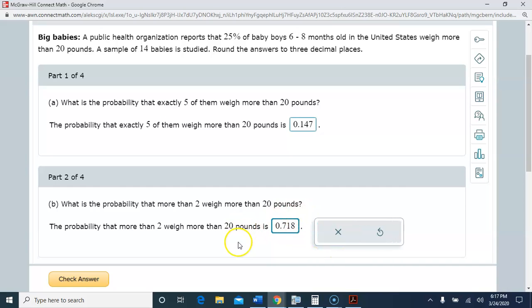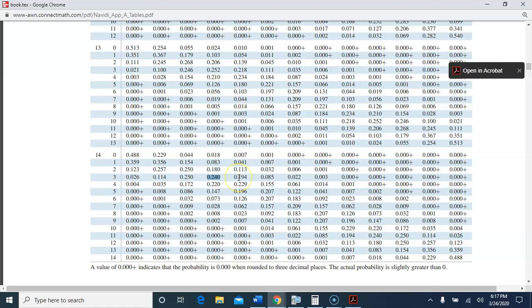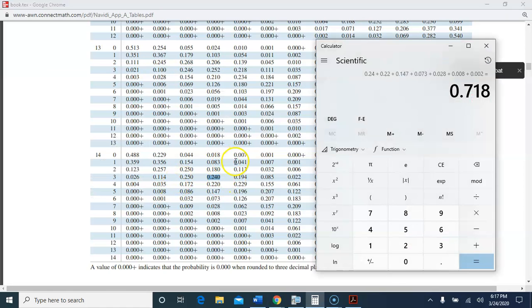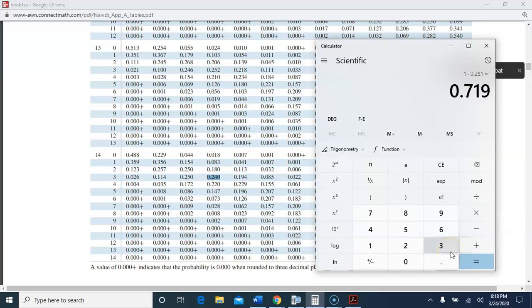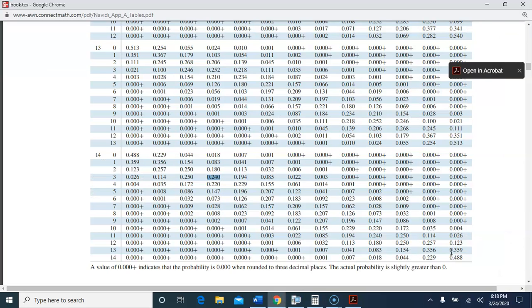It's a little bit tricky sometimes to think about, but there's actually another way I could do this. Instead of figuring out the probability of more than 2, let's add up all the probabilities up to 2 and then subtract from 1. So I could have said the 0.018, which is right here, plus the 0.083 plus the 0.180, and then subtracted that from 1. 1 minus 0.281, and that's the same 0.719 answer.